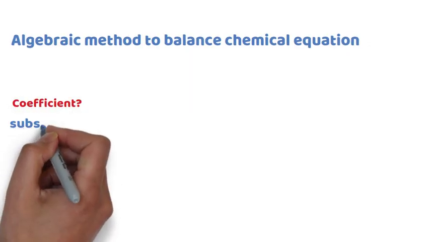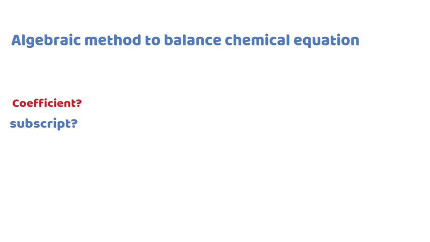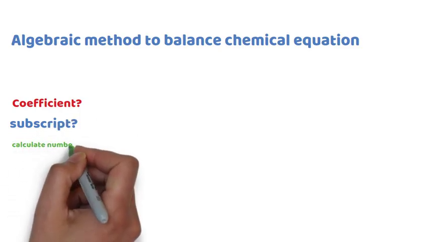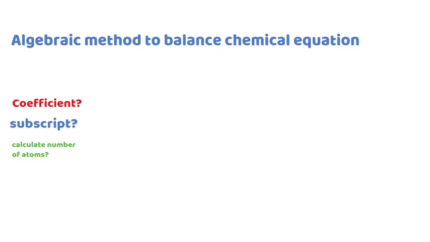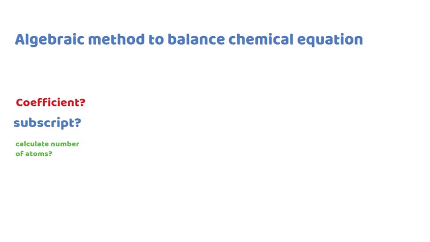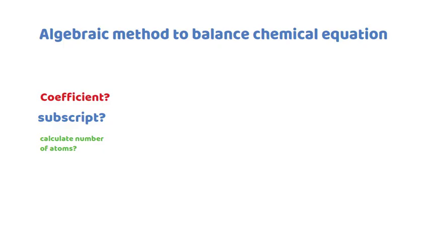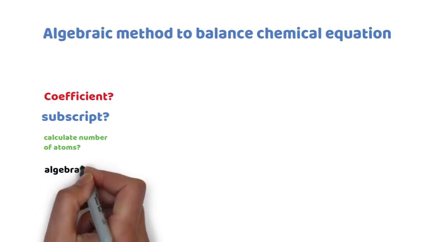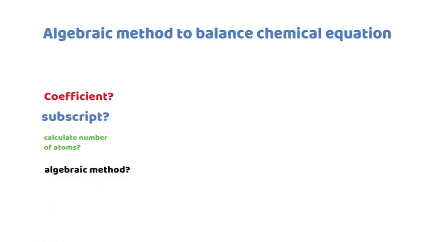Algebraic method to balance a chemical equation. What's a coefficient? What's a subscript? Calculate the number of atoms in a given compound. Algebraic method to balance a chemical equation.